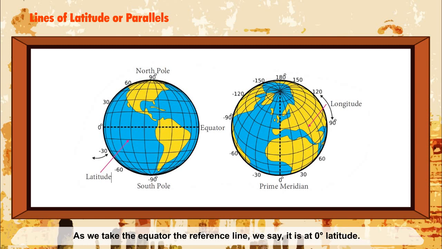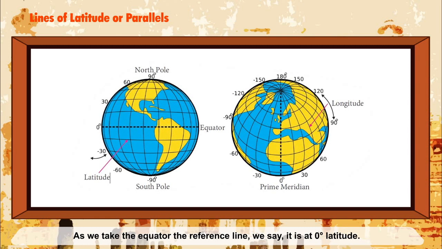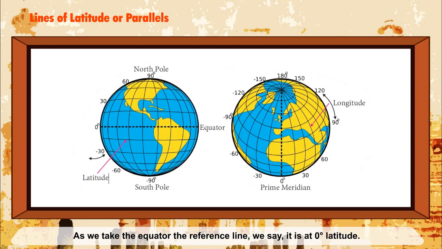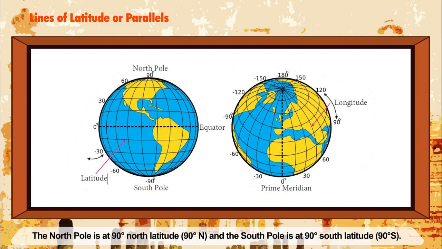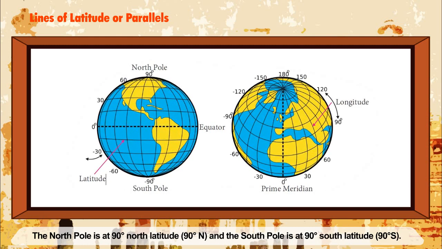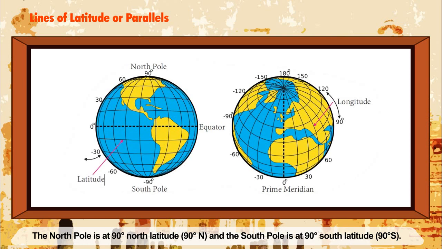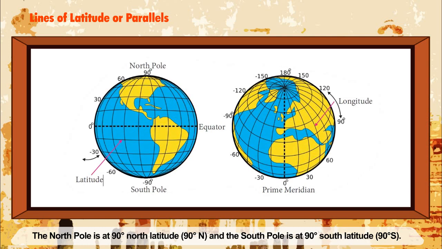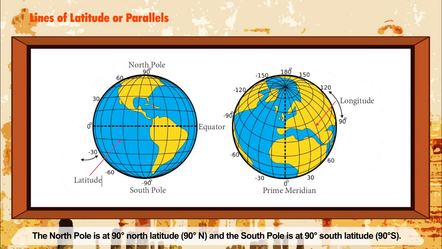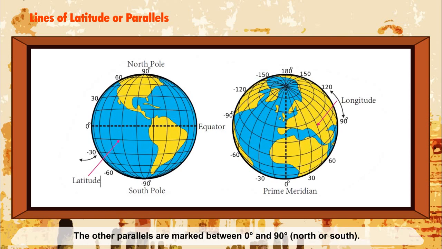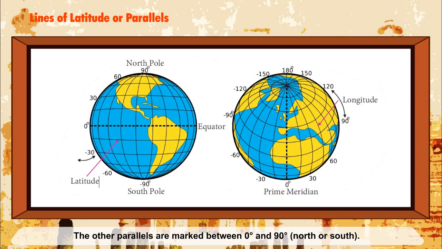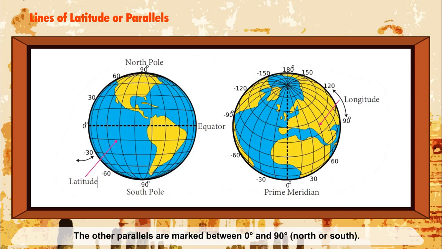As we take the equator as the reference line, we say it is at 0 degrees latitude. The North Pole is at 90 degrees north latitude, 90 degrees N, and the South Pole is at 90 degrees south latitude, 90 degrees S. The other parallels are marked between 0 degrees and 90 degrees, north or south.